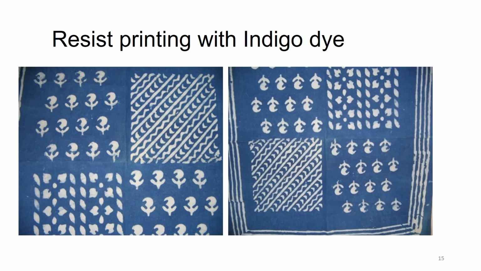Here is an example of resist printing with indigo dye. Now, all the white portions that you see were actually covered very intricately with Dabu paste, and therefore, it remained white, whereas all the other portion was simply dipped in, the entire fabric was dipped in the indigo. Now, because this paste has a good binding capability and does not get washed away in the dye bath of indigo, that resist of white color can be noticed.